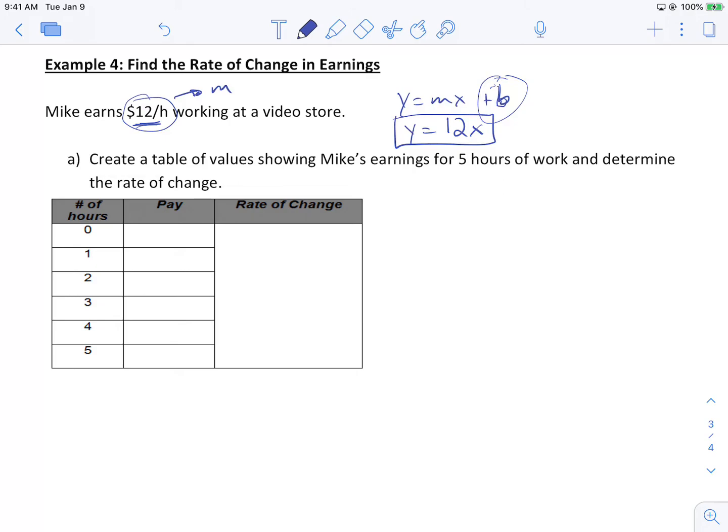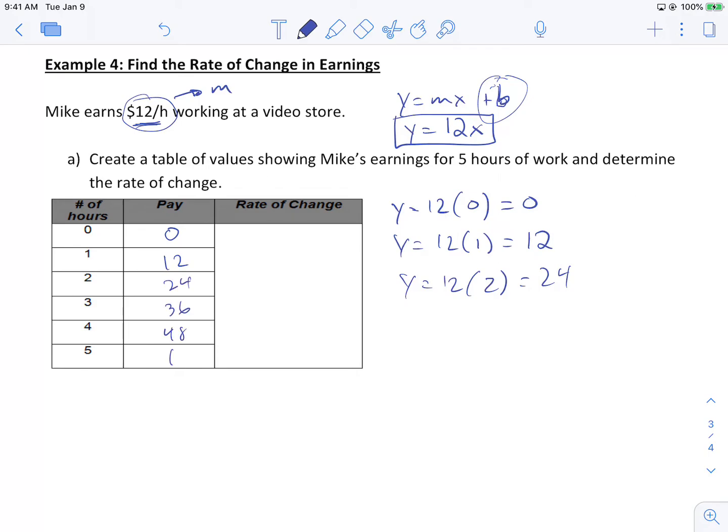So if he works 0 hours, how much does he get paid? Well, y equals 12 times 0. That would give us a value of 0. If he worked 1 hour, how much would he get paid? He would work 1 hour and get paid $12. If he worked 2 hours, 12 times 2 makes 24, and this would continue and continue.